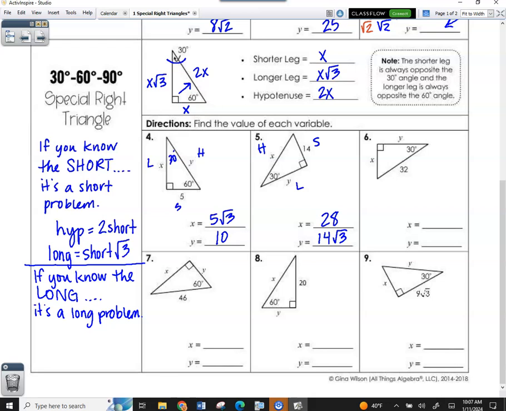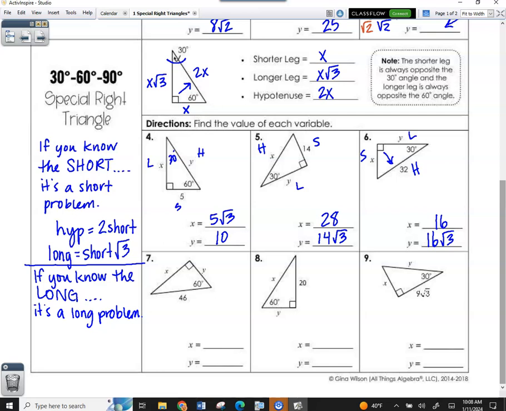What do they give me? I know the hypotenuse. Here's the short, here's the long. If you know the hypotenuse, it's really still a pretty short problem. Cut it in half to get the short side, and then finish with the long side. So the hypotenuse is 32, the short side is 16, the long would be 16 root 3. All right, you try 7.